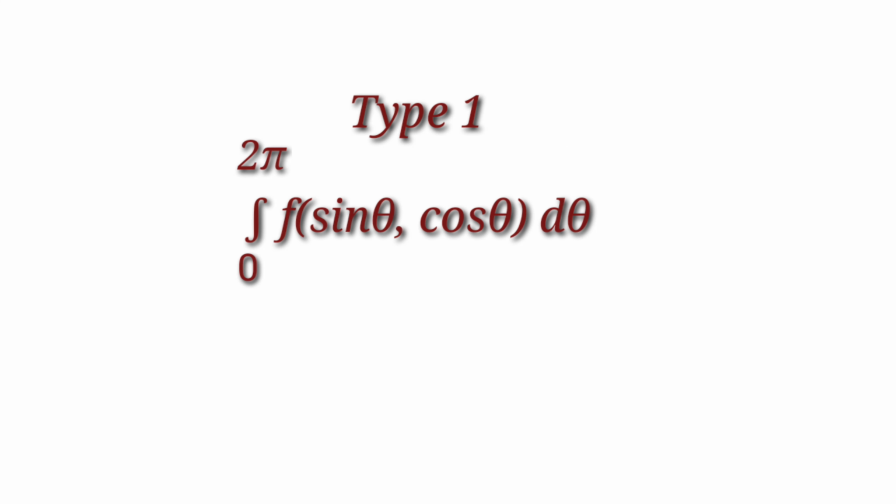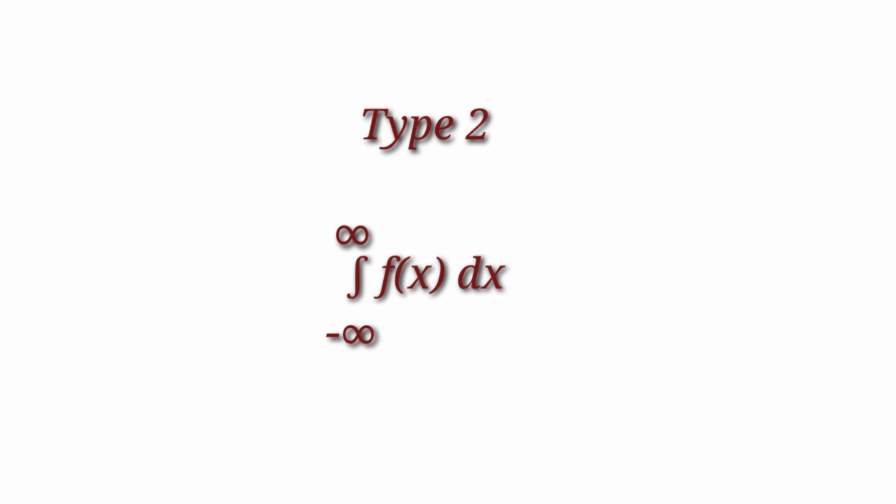First type is evaluation of integral 0 to 2 pi f of sin theta, cos theta d theta. Here f is a function of sin theta and cos theta. Type 2 is evaluation of integral minus infinity to infinity f of x dx. In this video, I am going to illustrate how to evaluate type 1 integrals, that is evaluation of integral 0 to 2 pi f of sin theta, cos theta d theta by residue theorem.